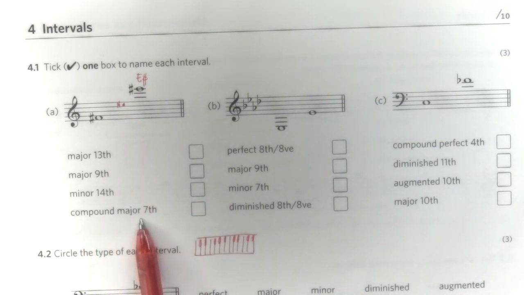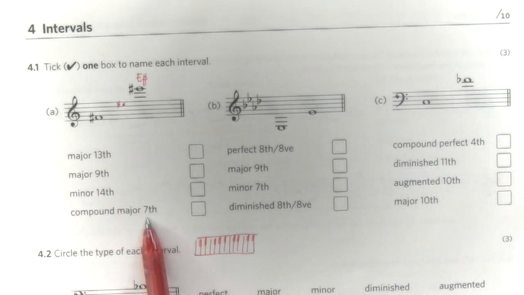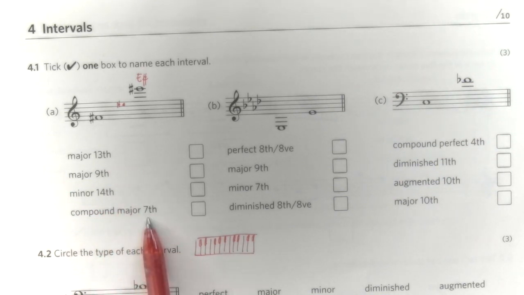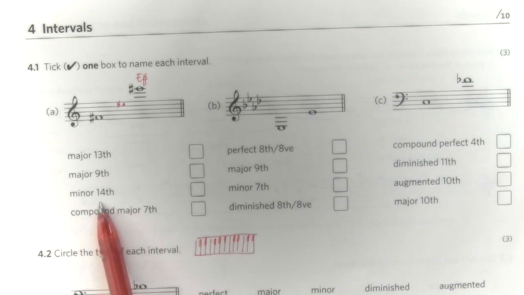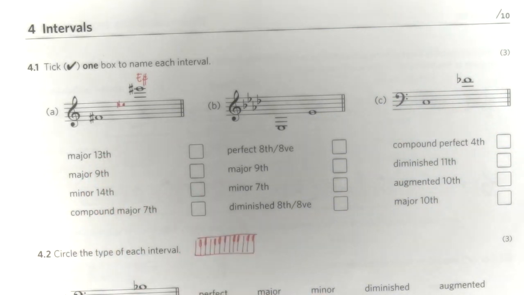Okay, now in the options we have compound major 7th, or if you want to know the other name of it, you do 7 plus 7, which is a 14th. So it could either be a compound 7th or a 14th. Now, this is a compound major 7th and this is a minor 14th. We can exclude these ones because they don't really make up the number correctly.